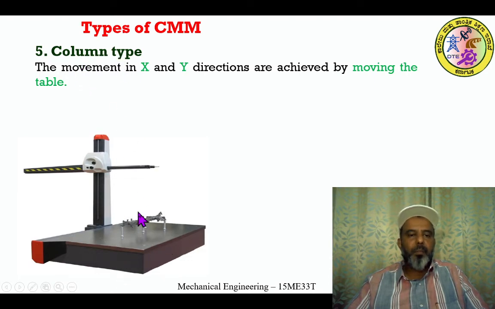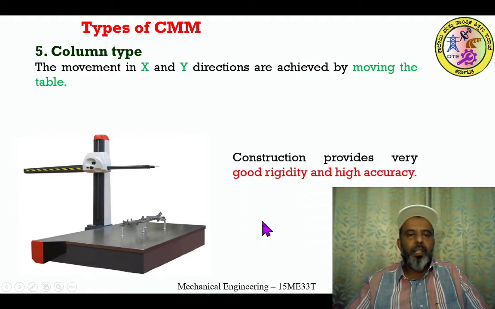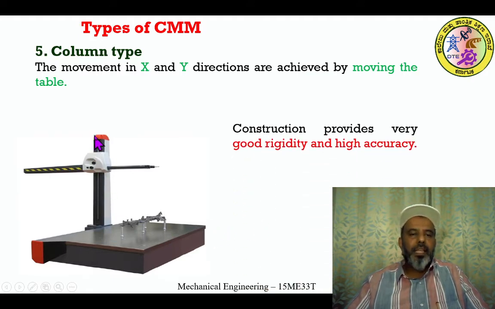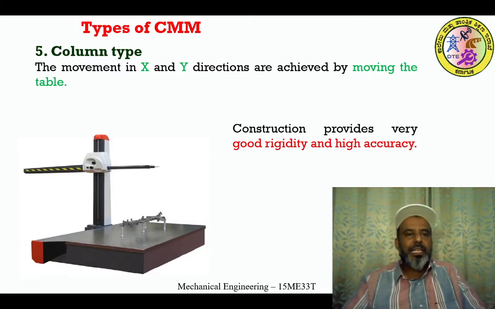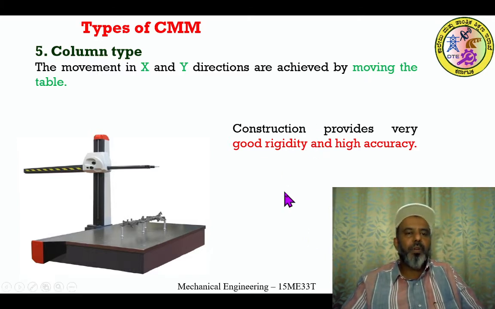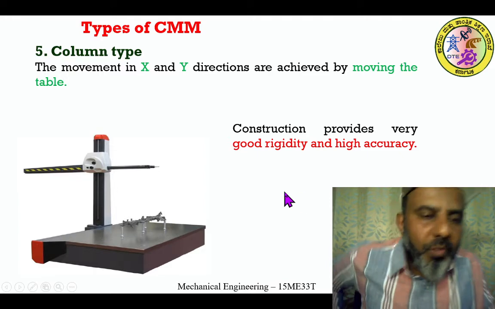In case of a column type, the x and y directions are achieved by moving the table. And here the construction provides good rigidity and high accuracy. These are the different types of column types, these are the different types of CMM.